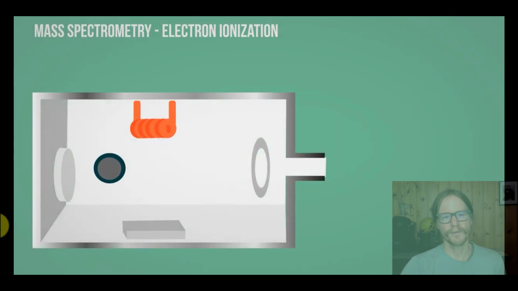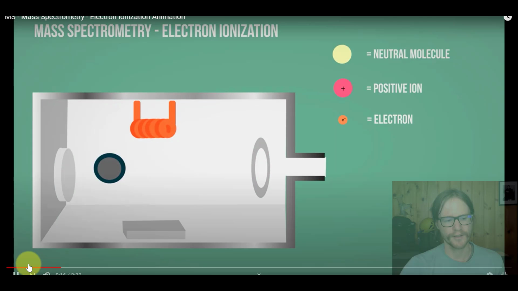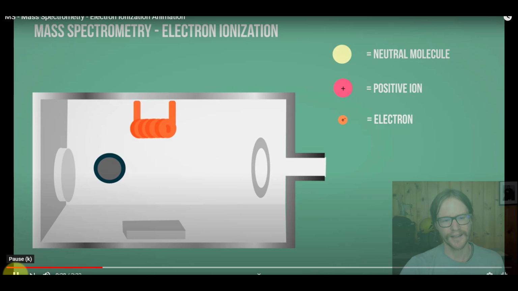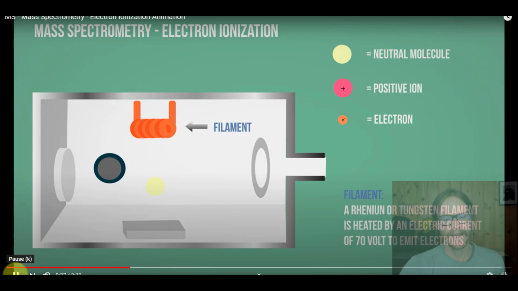This is coming from a video. I'm playing this back kind of fast, but I'll pause it along the way. So you've got your sample coming in here. It's being vaporized, so it's in the gaseous state, and comes in through this inlet, and then there's a filament, and that filament here is biased at a certain voltage relative to this plate down here. And so there's a large electrostatic potential being dropped across this region.